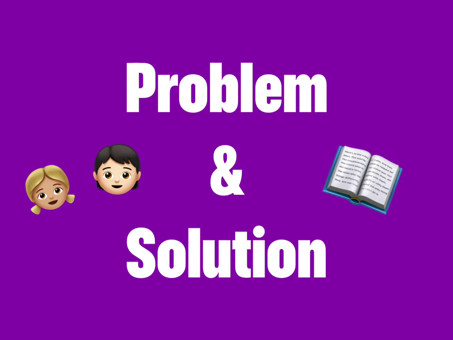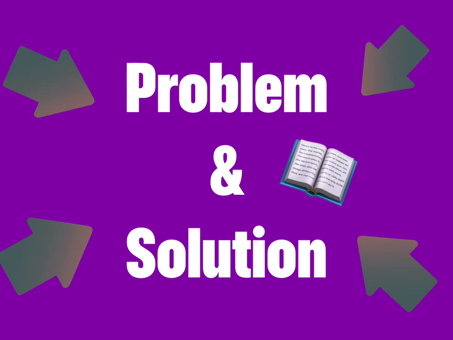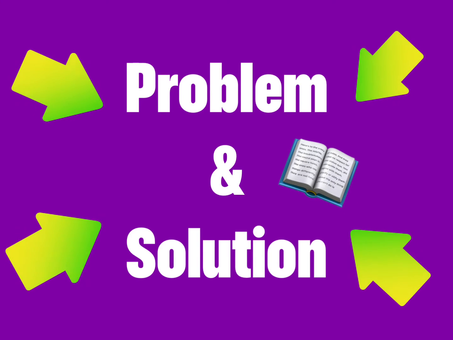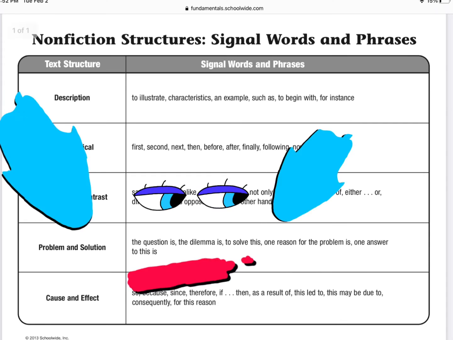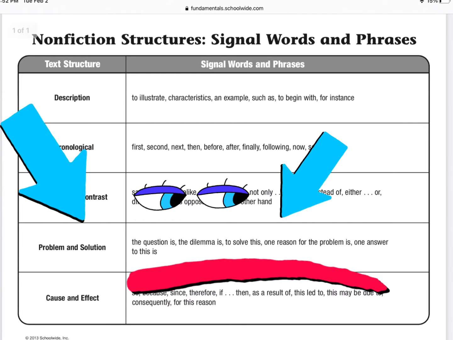As readers of nonfiction, we understand that text structures are organizational patterns writers use to provide facts and information. Readers of nonfiction can identify one structure, the problem and solution structure, by looking for signal words and phrases such as the question is, the dilemma is, to solve this, one reason for this problem is, one answer to this is, and there are many more. Signal words are just one way we can interpret text and understand the structure.